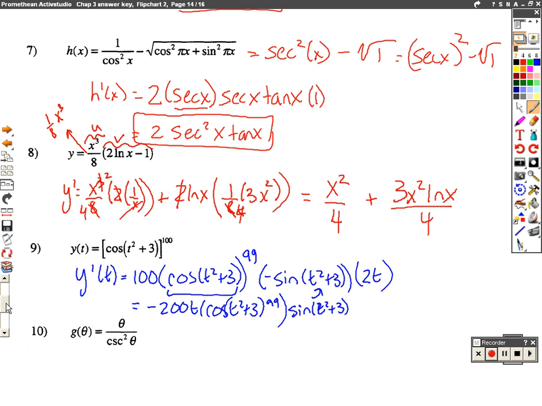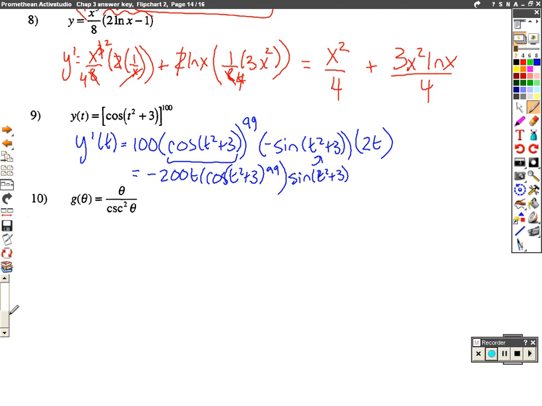All right, finally, number 10. Theta here is a variable. And in case you're ever confused about whether or not it's a variable, just look right here. This is g of theta. That's your variable. So g prime of theta. We can treat this a couple of different ways. Personally, I would rather do something like, if this is 1 over the cosecant squared, that's the same thing as the sine squared of theta times theta. That theta is still up top.